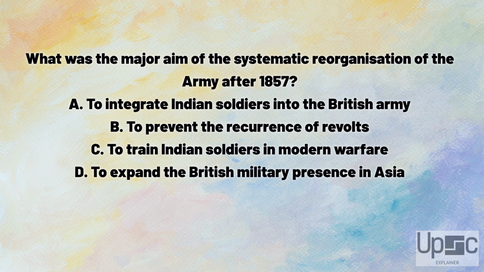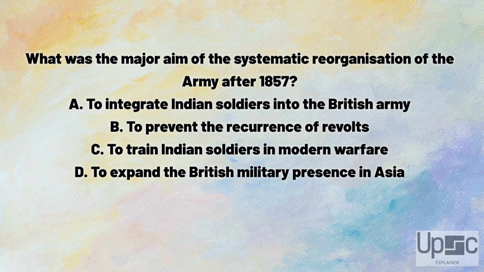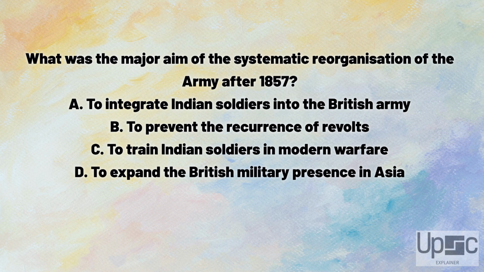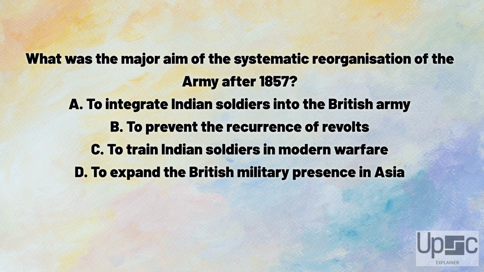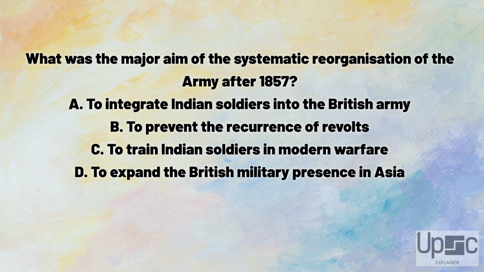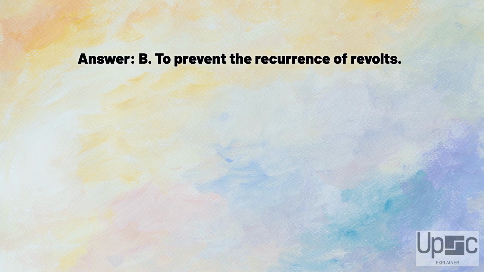What was the major aim of the systematic reorganization of the Army after 1857? A. To integrate Indian soldiers into the British Army. B. To prevent the recurrence of revolts. C. To train Indian soldiers in modern warfare. D. To expand the British military presence in Asia. Answer. B. To prevent the recurrence of revolts.